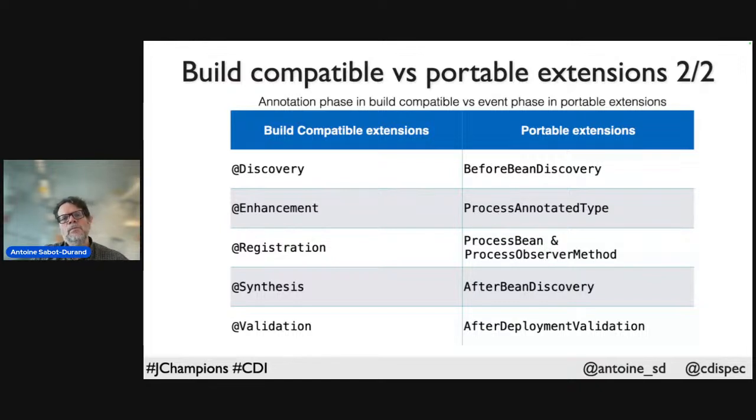After deployment validation is mainly used to check that everything is okay in your bean graph, etc. You can do that with add validation. So you see there are equivalents for every event we had in CDI portable extension.